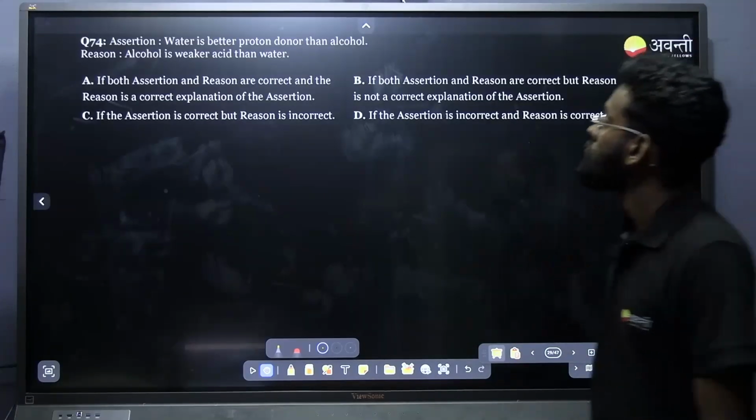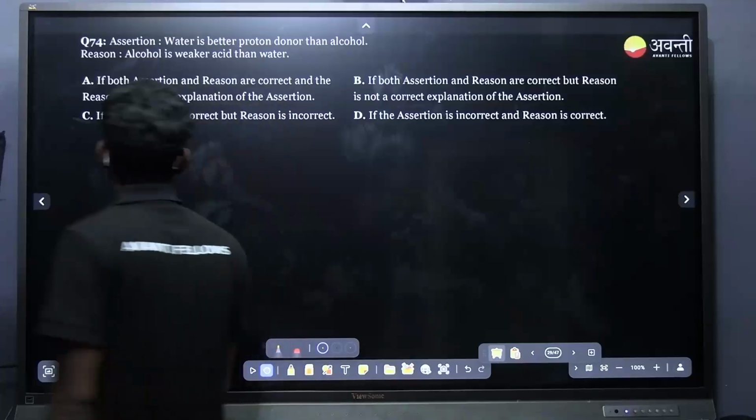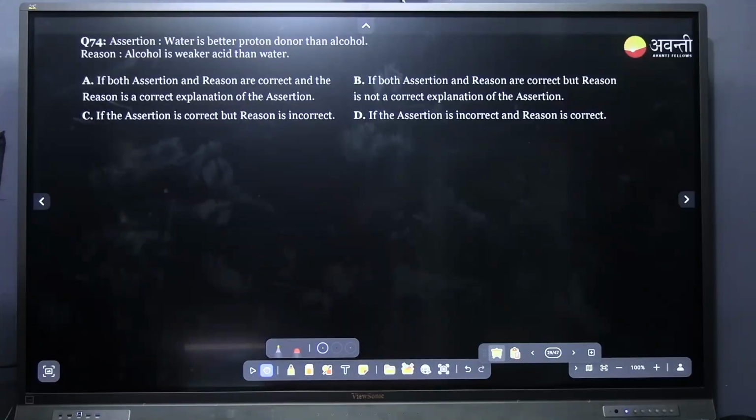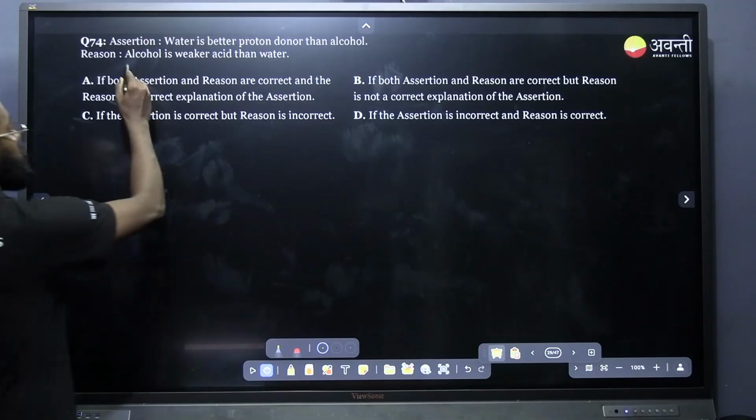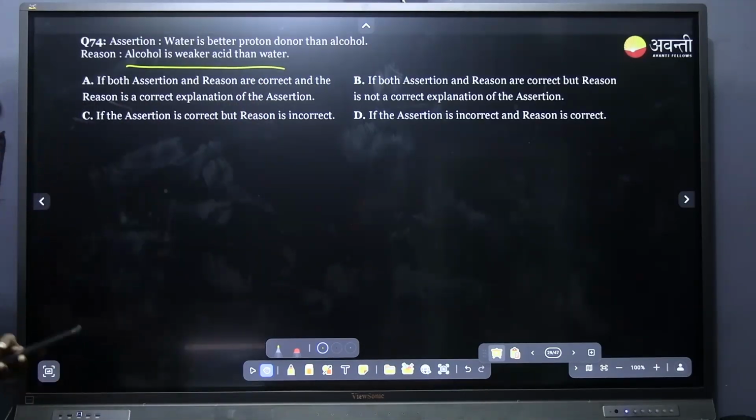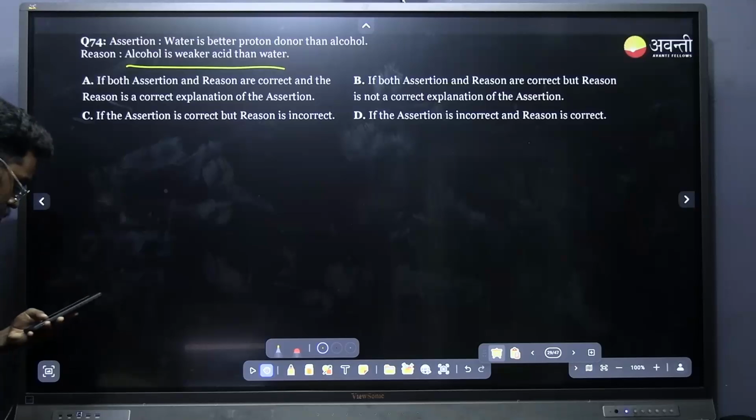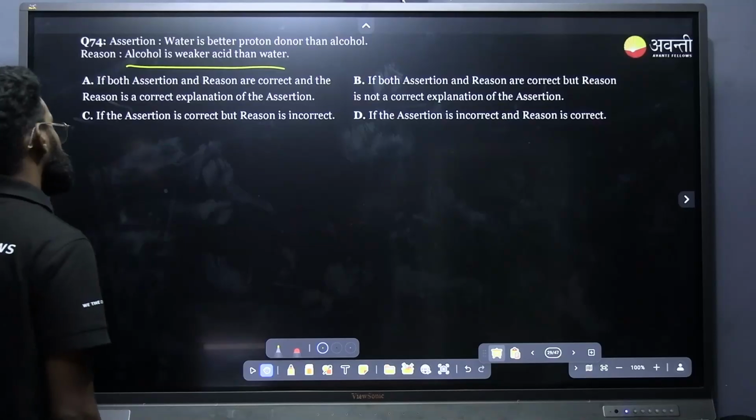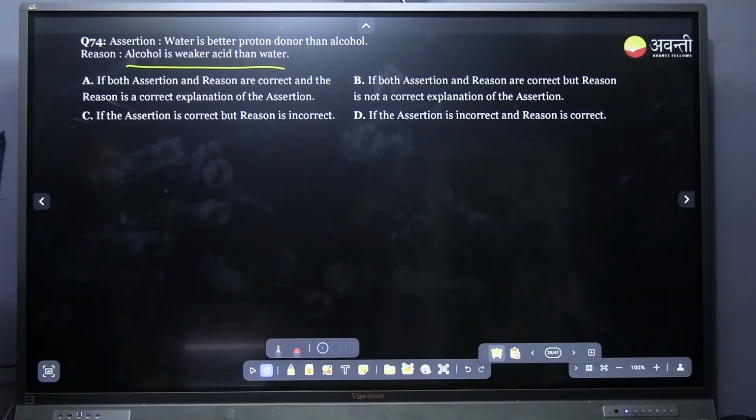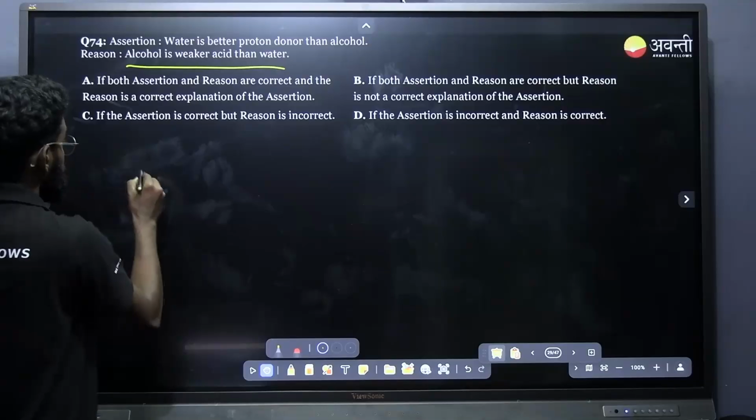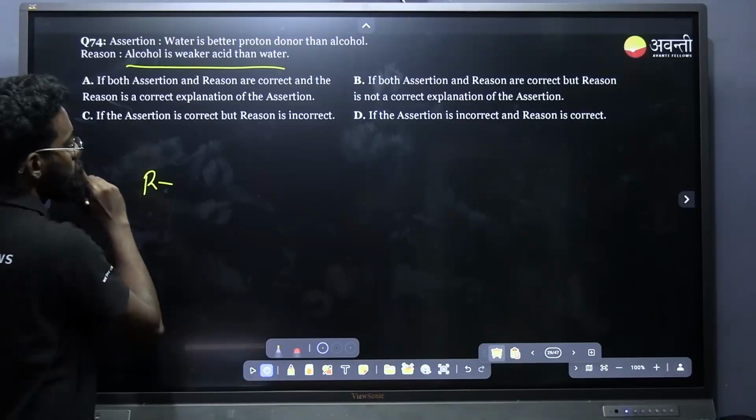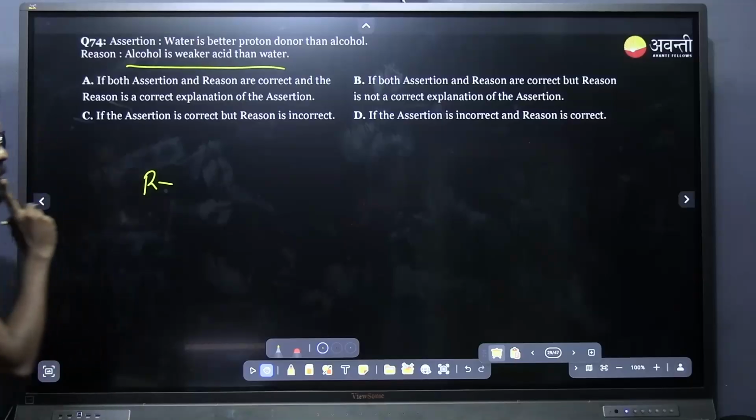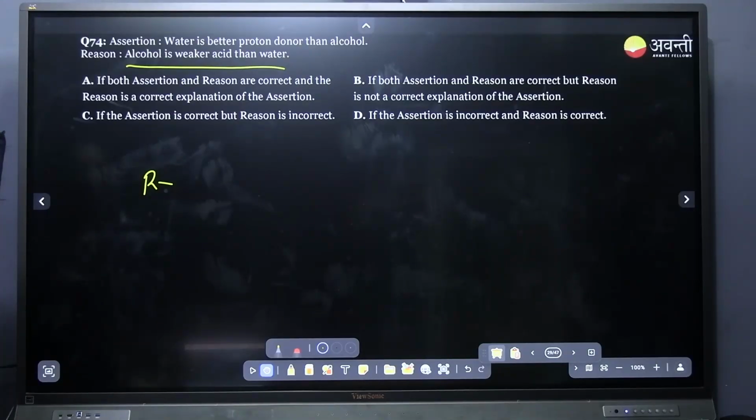Water is a better proton donor than alcohol. Is it correct? Alcohol is a weaker acid than water. Is it correct? What is the answer? Option A, B, C, D. Option C, assertion is correct but reason is incorrect? Or Option B, reason is not the correct explanation? Okay, we can see.